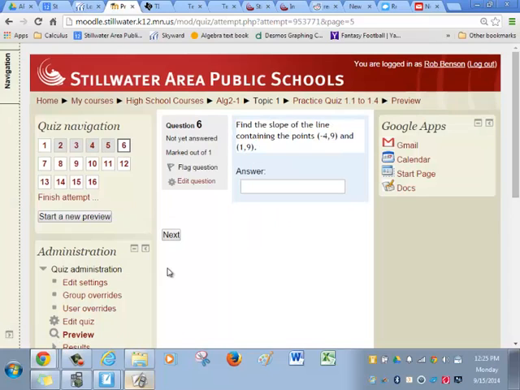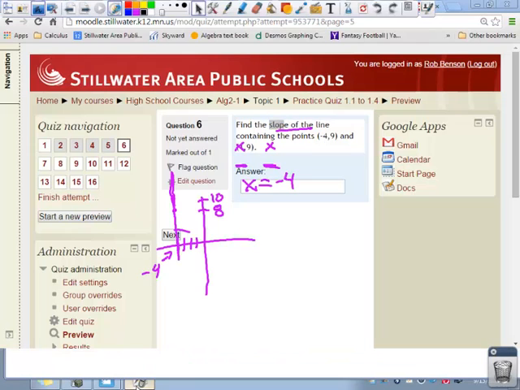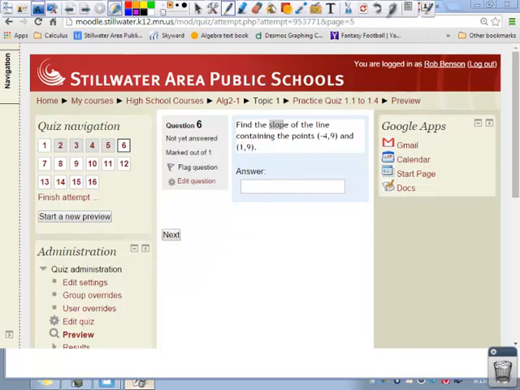Okay, moving on, we got to find the slope of the line containing the points (-4, 9) and (1, 9). We're looking for slope this time, right? So that changes the problem up. We're just trying to find that m. What did you guys notice about that function? Something fancy about that function. Well, maybe you noticed that the y's were the same.